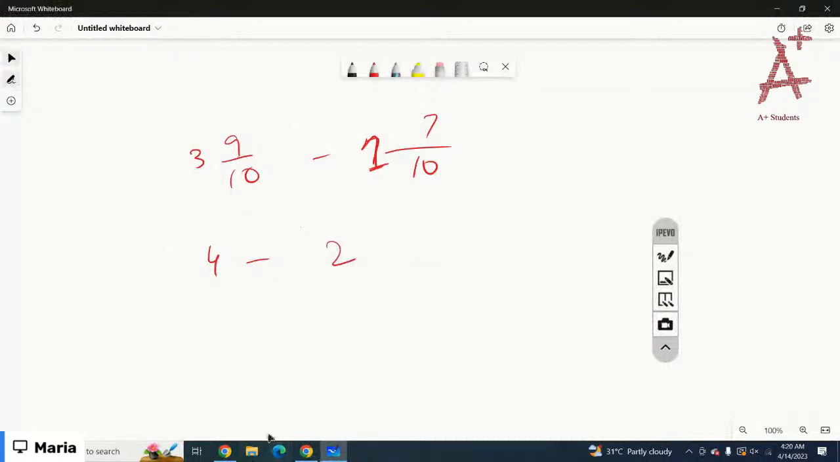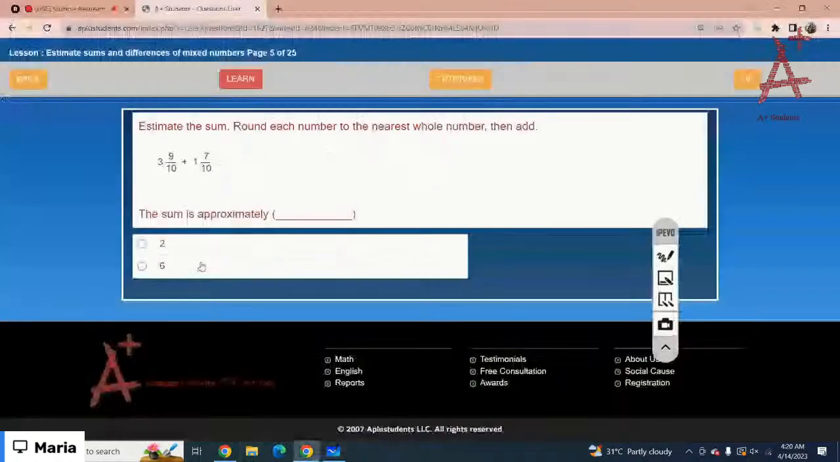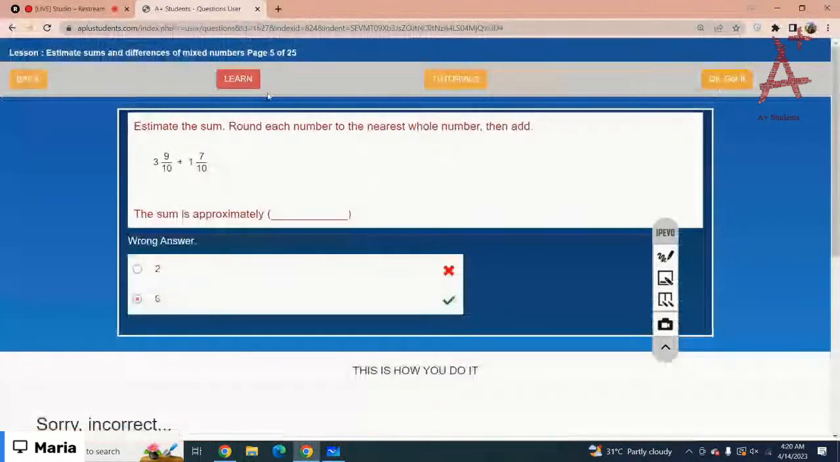So 4 minus 2 is 2. So the correct option is 2. Got it? Okay, you can complete the test by yourself later today. Sorry, I selected the wrong option. 2 is the correct option. Let's just move on to the next topic.